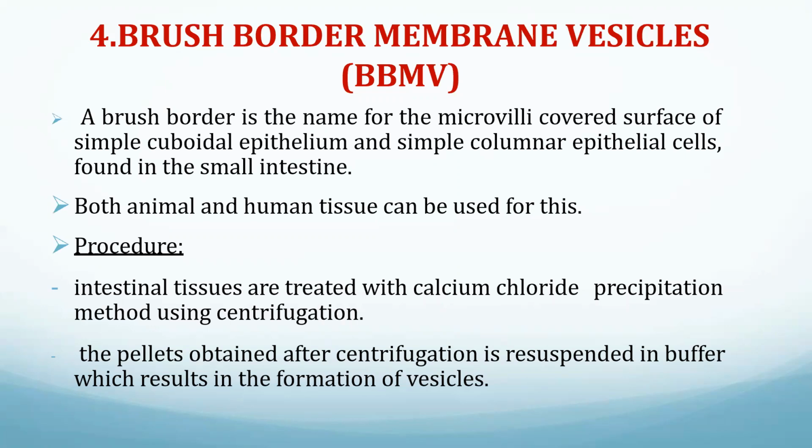For this study, we are using both animal and human tissues. Procedure: intestinal tissues are treated with calcium chloride, and after that we go for a precipitation method using centrifugation. After centrifugation, different types of pellets are formed. We need to resuspend the pellets in buffer solution, which results in the formation of vesicles.